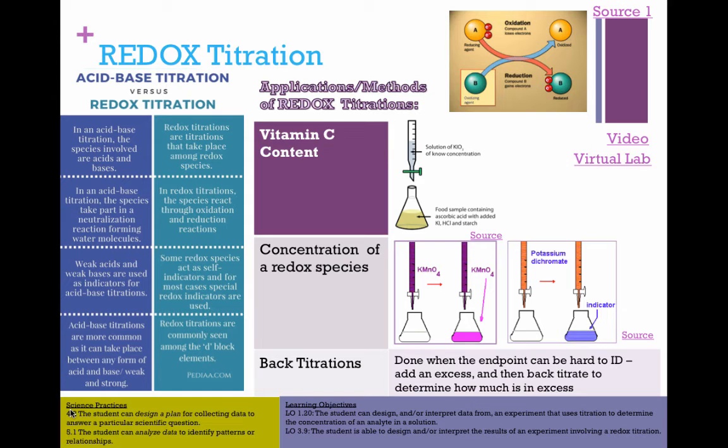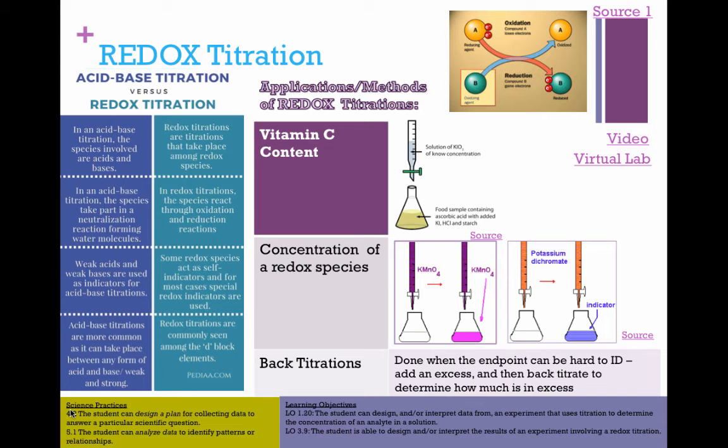Okay, then redox titration. I actually like this slide a lot, with all of the information that's on it. This is a great graphic, acid-base titration versus redox titration, because they are not necessarily the same thing. In an acid-base titration, obviously we use acids and bases. In redox, we're using oxidizing agents and reducing agents. In acid-base, we're focused more on neutralization versus oxidation reduction. You always use weak acids and weak bases as indicators. Every indicator is actually a weak acid or a weak base.